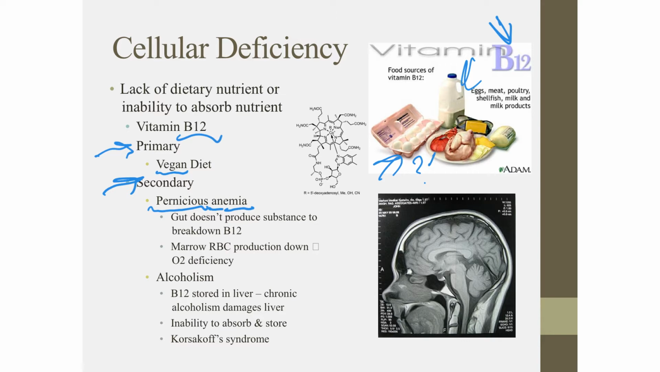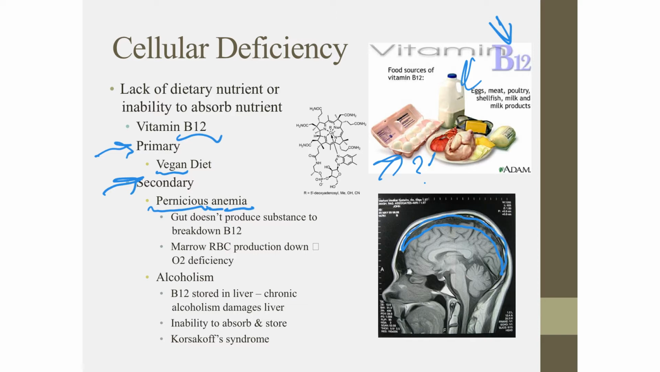So without intrinsic factor binding to B12, we can't utilize that B12. So there will be insufficient red blood cells. The production goes down because B12 is a constituent of the creation of these red blood cells. So you'll start to see symptoms of oxygen deficiency. We start to see, as an example of this, a manifestation.